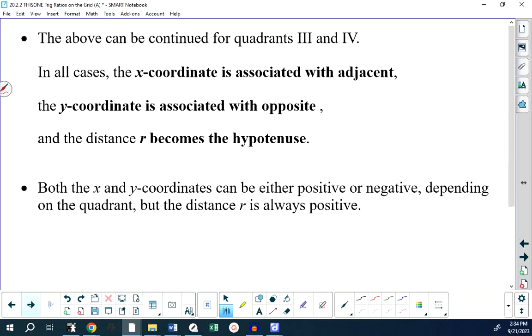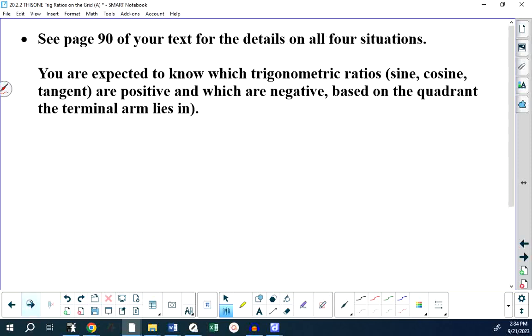It doesn't matter. Both the x and y coordinates can either be positive or negative depending on the quadrant, but the distance r is always positive.